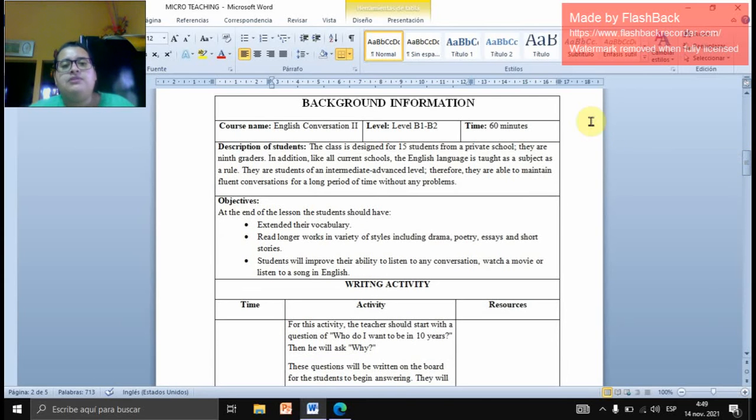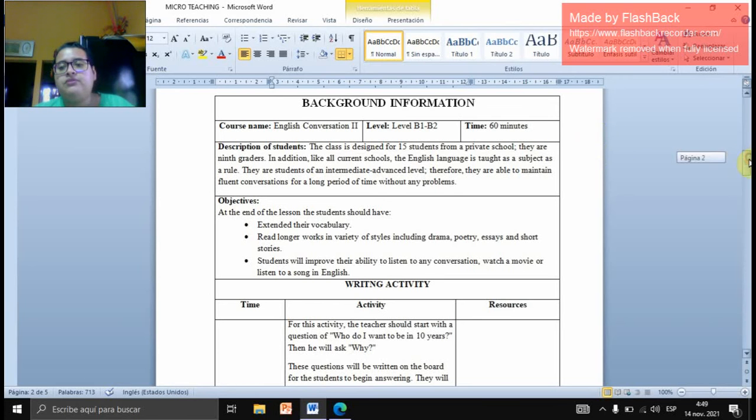Description of the students. The class is designed for 15 students from a private school. They are 9th graders. In addition, like all current schools, the English language is taught as a subject as a rule. They are students of an intermediate advanced level, like I said before, and therefore they are able to maintain fluent conversations for a long period of time without any problems.